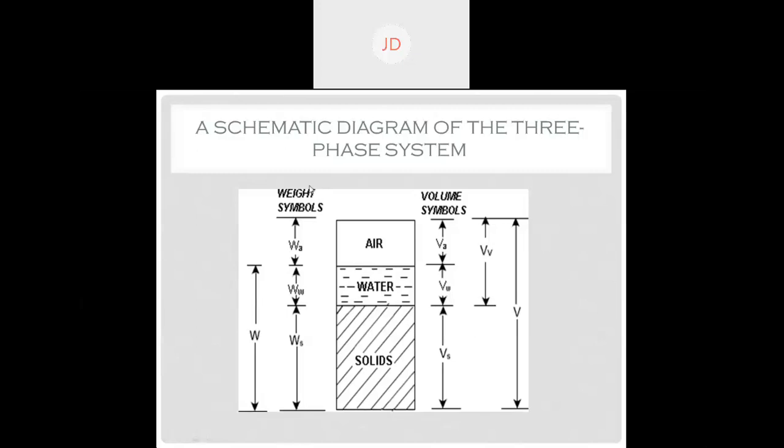Now, here on the left side, you can see the weight symbol. Okay. Now, here on the right side, you can see the volume symbol. I'm just representing the weight and volume of different constituents of soil. Okay, I'll start from the volume first. Now if you represent all these constituents in terms of volume, now see this capital V.